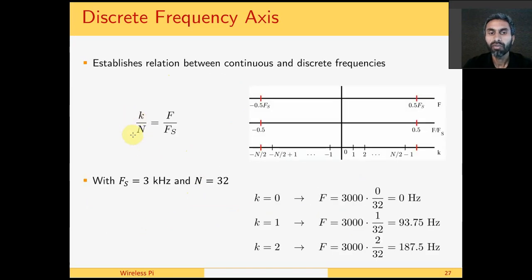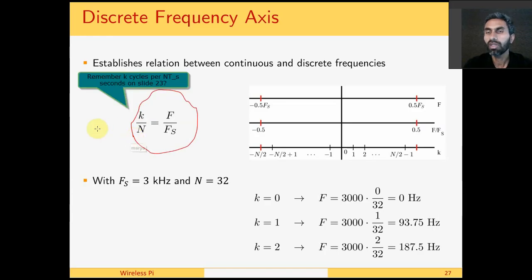k over n is equal to f over fs is the formula to go from the continuous frequency to discrete frequency. Always remember this one and it will help you a lot. The concept is simple, as we said. From minus 0.5 fs to 0.5 fs, chop it down into n distinct points.